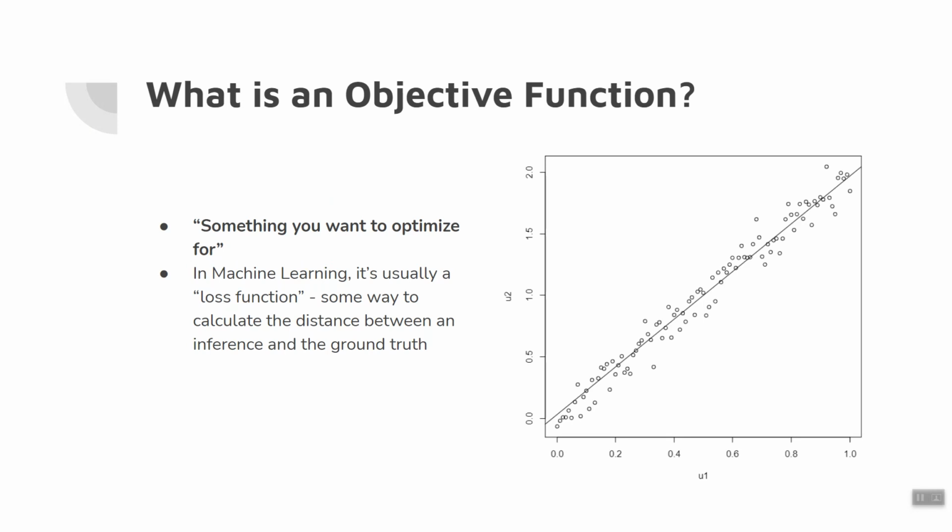Something that everyone might be more familiar with would be something like linear regression, as you see here, where you've got a spread of data. The line represents the model, the mathematical calculation, the prediction, and you can see that it's only perfect on a couple of instances, and there's a little bit of a distance between the inference, which is the line, and the ground truth, which is the actual data points. So that's what an objective function is.